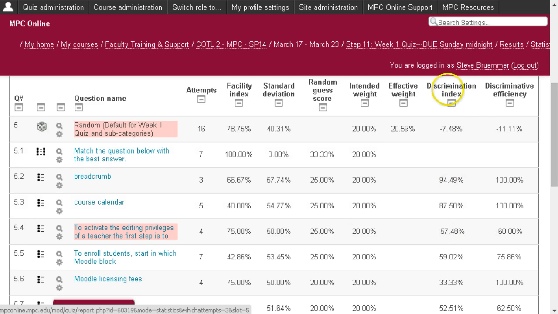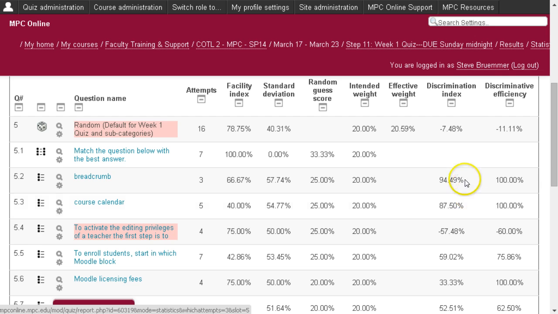The column that I find most fascinating, though, is this discrimination index column. Let me read you from the documentation what it says. The discrimination index is the correlation between the weighted scores on the question and those on the rest of the test. It indicates how effective the question is at sorting out able students from those who are less able. So it's looking for questions where students who did well on the rest of the quiz did well on that question, and where the students who did poorly on the rest of the quiz did poorly on this question. That's a question that is successfully discriminating the more able from the less able students. And those questions get high numbers.